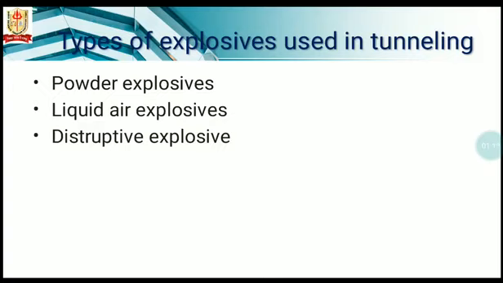Next is disruptive explosive. The following types of disruptive explosive are available: straight dynamite, ammonia dynamite, galanite, gelatine dynamite, semi-gelatine, blasting gelatine, special high explosive. So these are the types of explosive used in tunneling.